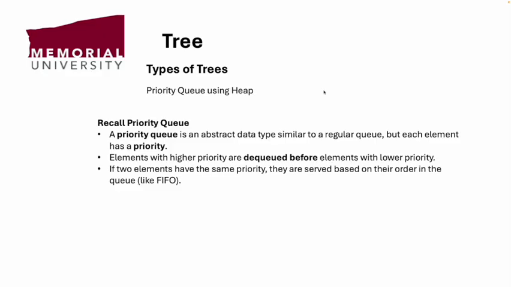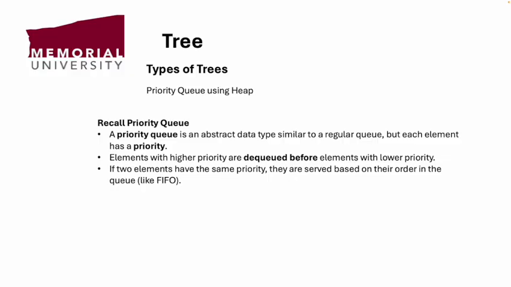Okay, still remember priority queue? Remember? No? Let's quickly go through it. A priority queue is an abstract data type similar to the regular queue, but each element has a priority. Once you add elements into the priority queue, you reorganize the elements to maintain the priority, or you assign a priority when inserting elements into the priority queue.